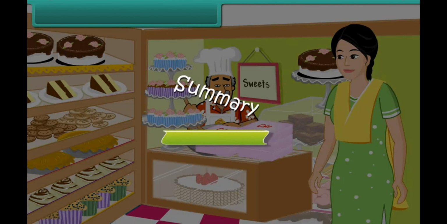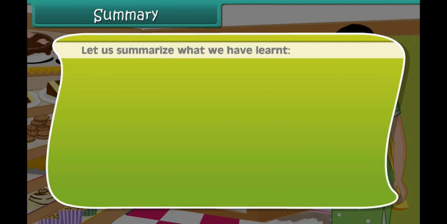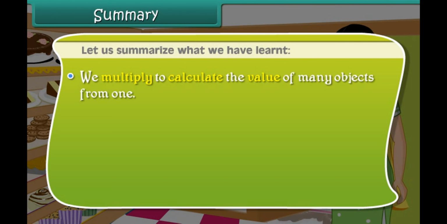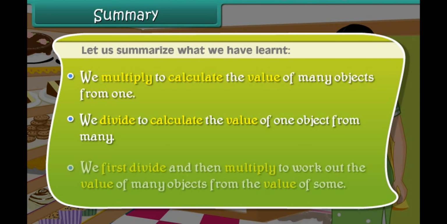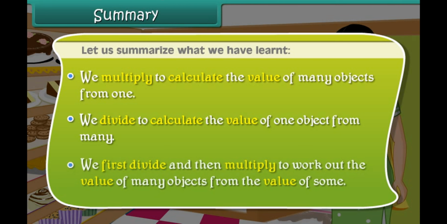Summary. Let us summarize what we have learnt. We multiply to calculate the value of many objects from 1. We first divide and then multiply to work out the value of many objects from the value of some.